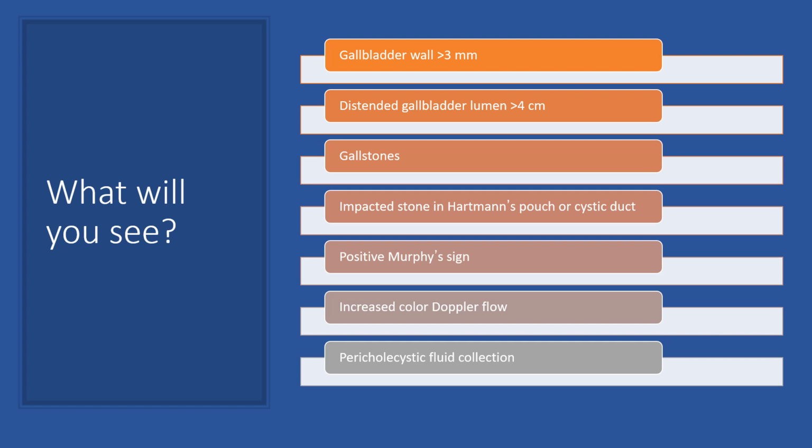Okay, and then increased color Doppler flow. We're looking for hyperemic walls. We want to put color Doppler on the gallbladder and look for hyperemia. You may see edematous walls as well, or you may see fluid collections outside of the gallbladder, surrounding the gallbladder. This is called pericholecystic fluid.